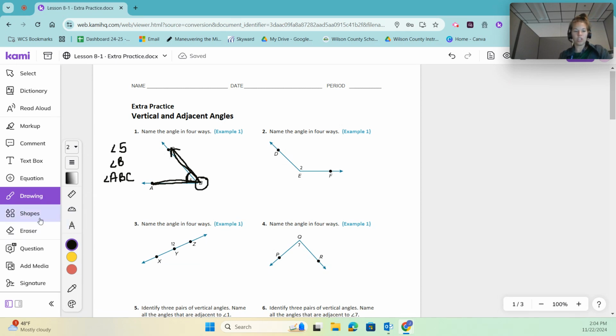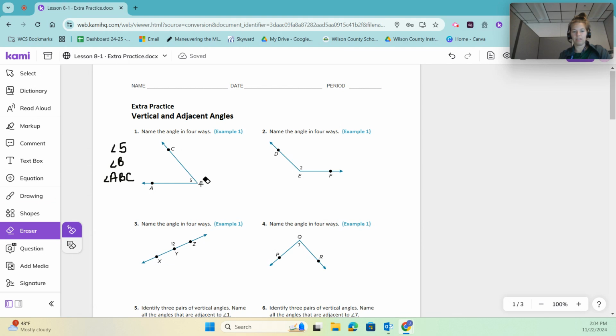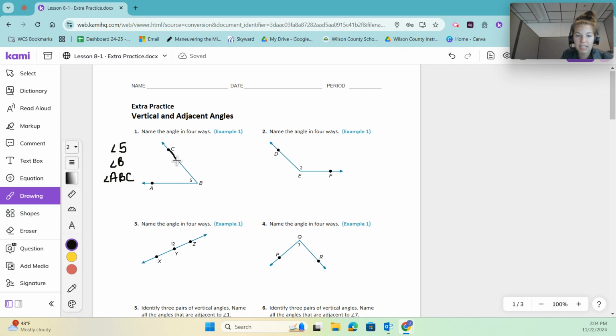There is one more way, so 4 different ways to label one angle, and that is going to be CBA. Notice B is still the middle letter in that label. So you can label it 5, you can label it angle B, you can label it ABC, or CBA.